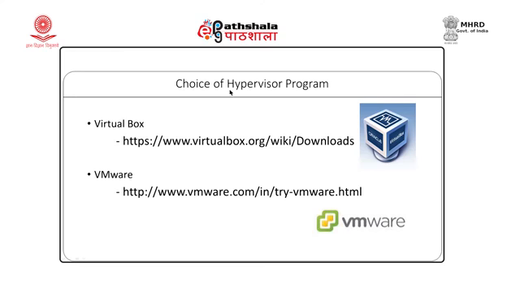The first thing is we must choose a hypervisor. As I said, VirtualBox is a very reputed hypervisor. VirtualBox is a product of Oracle. It can be downloaded, and it is nearly 125 MB in size. You can download VirtualBox from this website and install it in Windows, or we can also install it in a Linux system. There is another hypervisor provided by VMware.